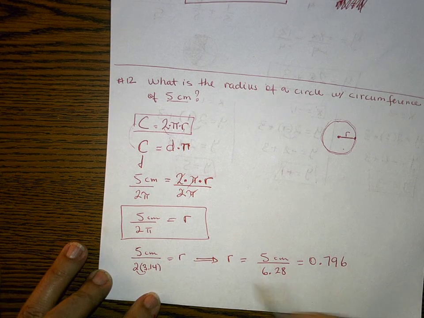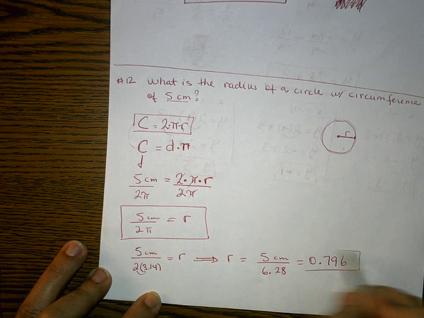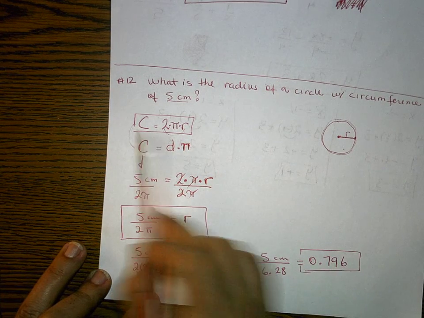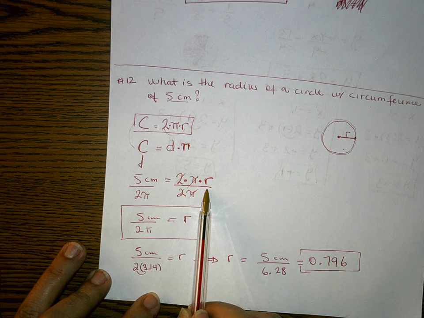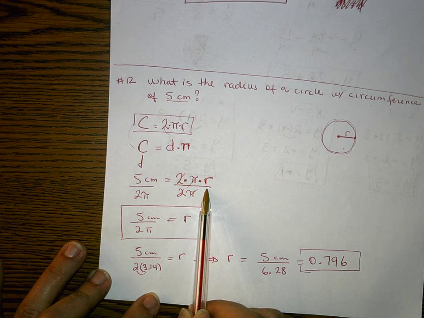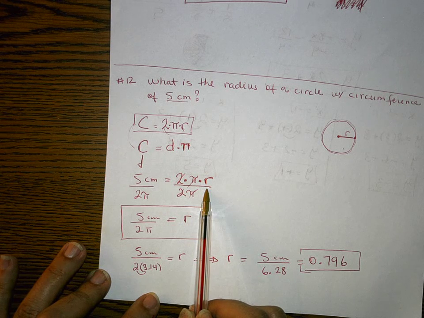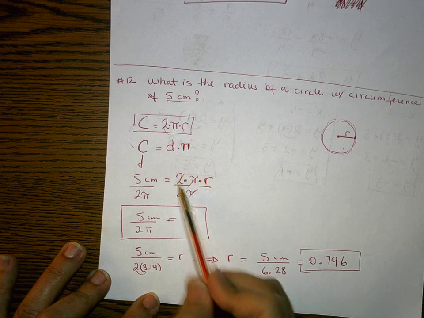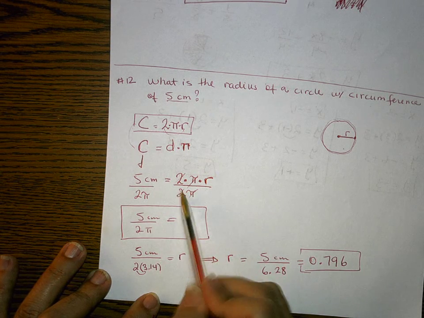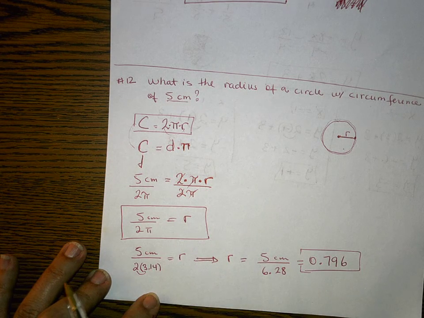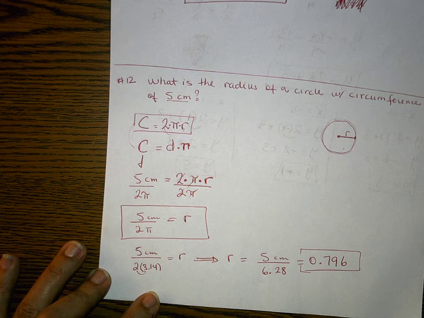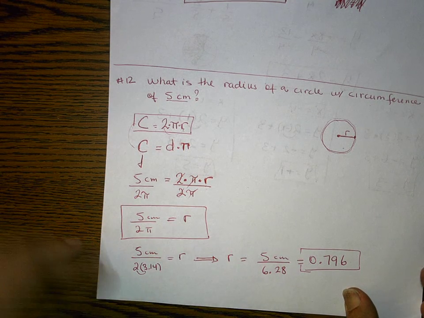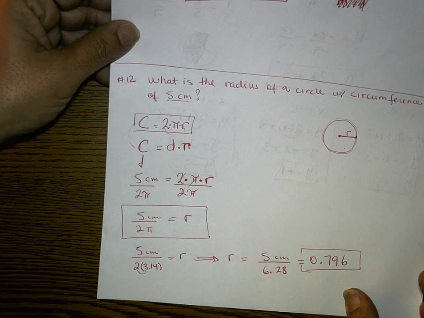So notice that we had to know the formula first and then be able to isolate for the radius. That is the reason why we want you to be able to isolate for a certain variable. I divided by 2 on both sides because I want the 2 to disappear. I also divided by pi on both sides, and we end up with this: the radius equals 5 centimeters divided by 2 pi. And that should help you do your homework for isolating for variables.